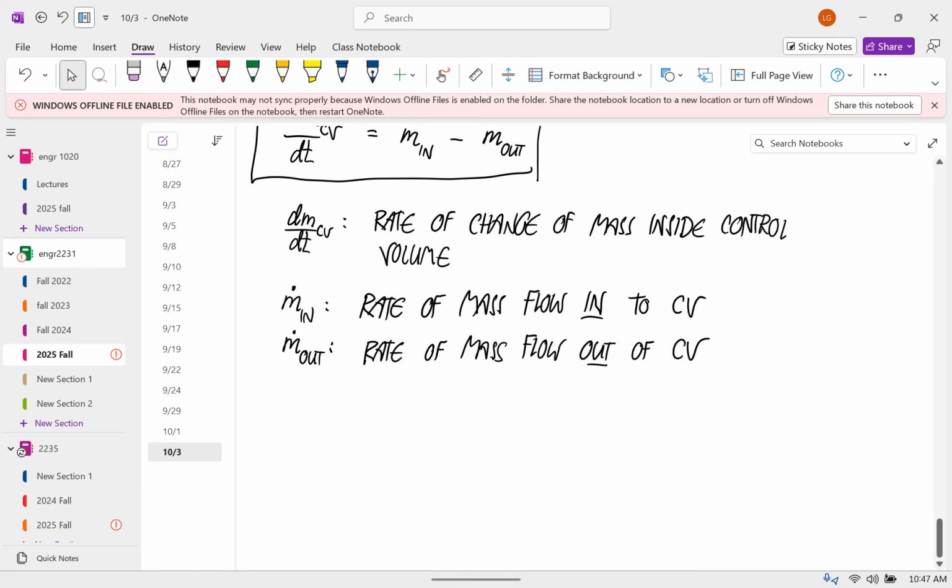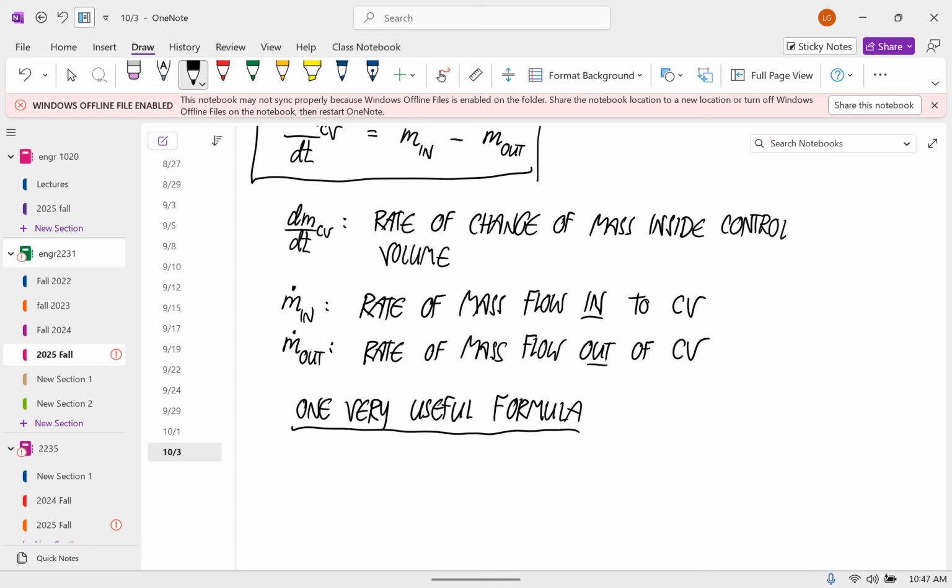One thing that's going to be really useful for us, and come up pretty often: at either the inlet or the exit, the rate of mass flow is equal to the area of the opening times this capital V, which in this case doesn't mean volume, it means the average speed of the material going in, divided by the specific volume.